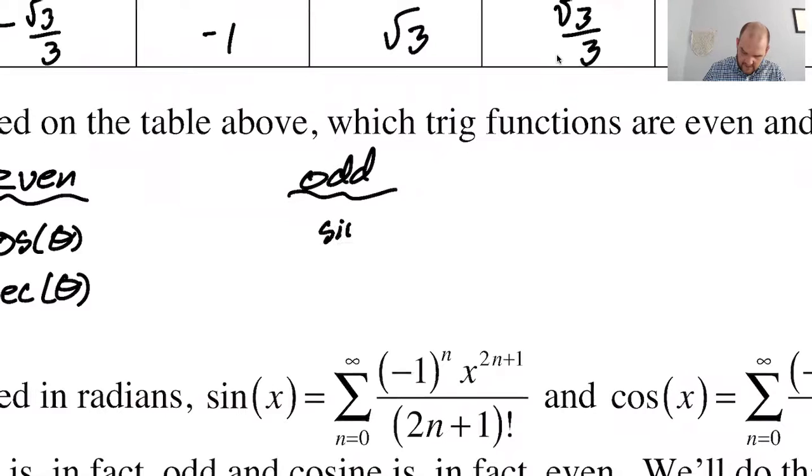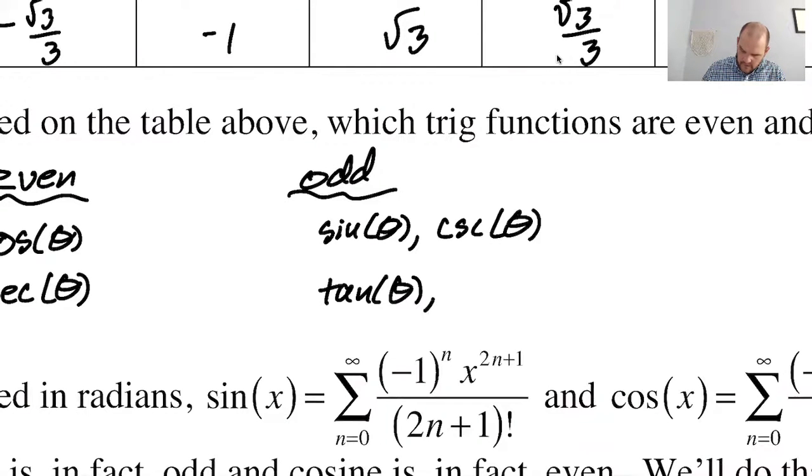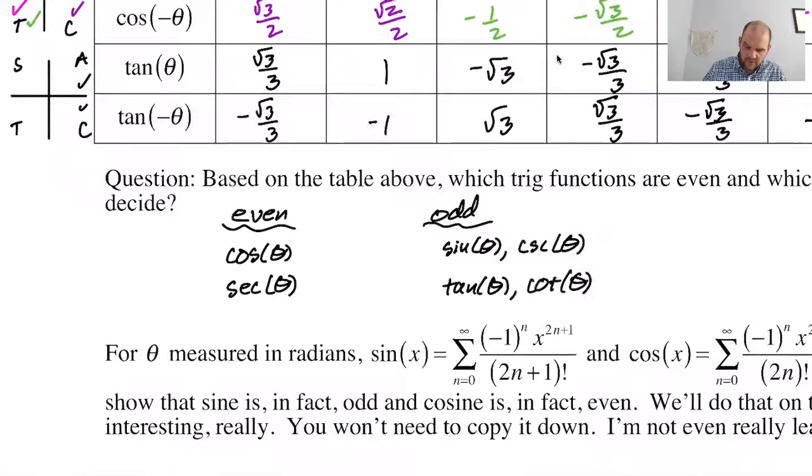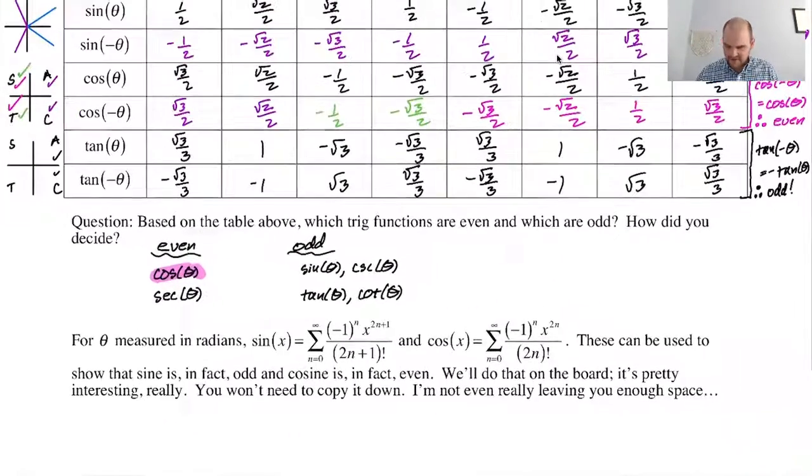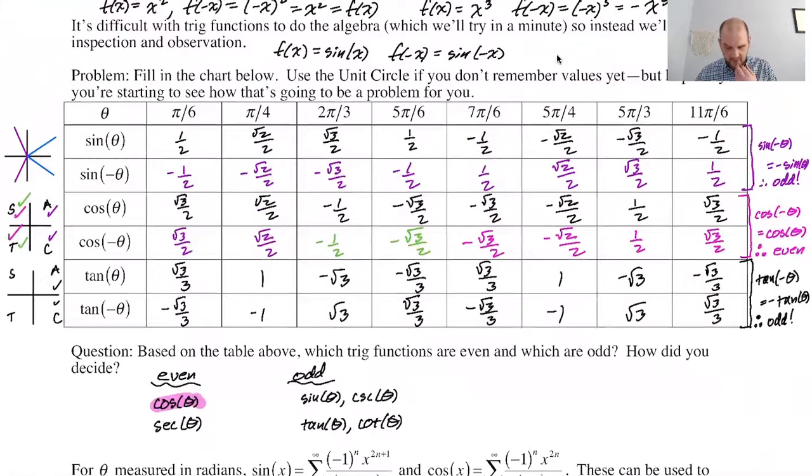So sine, cosecant, and then tangent, cotangent. So I mentioned before, the one you really have to remember, the one that I always remember, is that cosine is even. If you can remember cosine is even, that means that secant must also be even, and everything else is odd, and you just let that go. So this is a lot of work. It's a lot more thinking than work, really, because you have to remember everything.